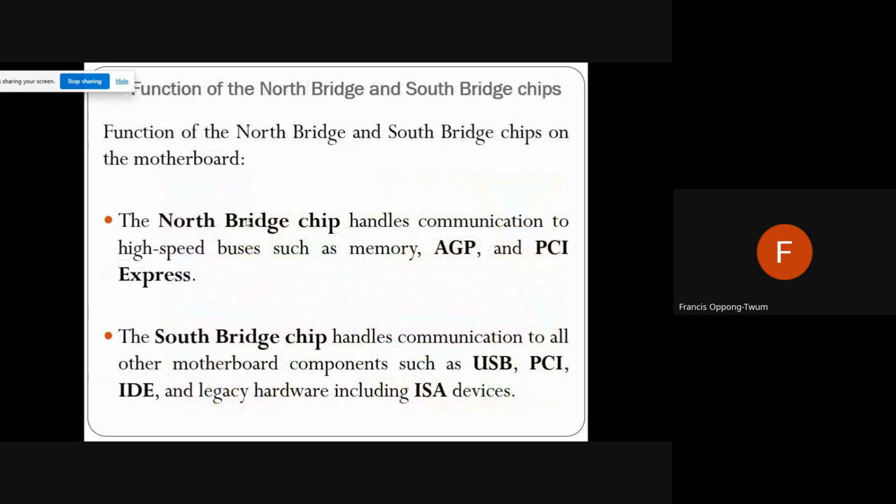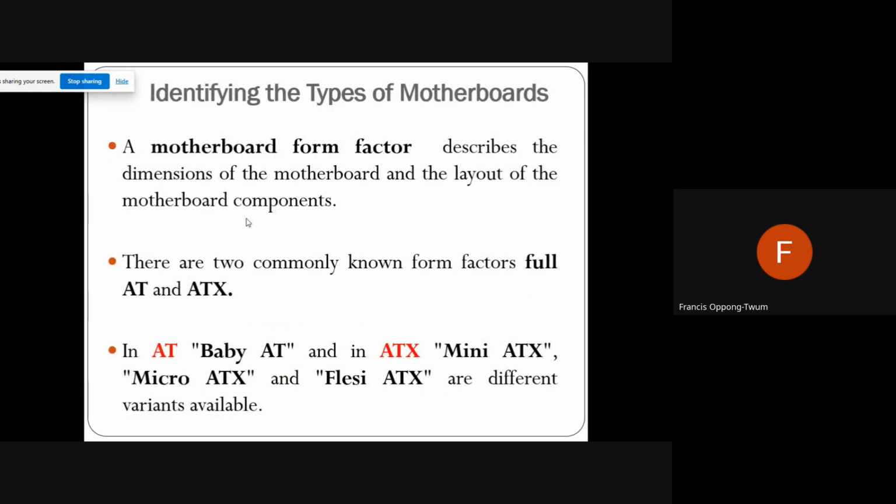Please, are you okay with that? The north bridge and the south bridge chip. Can I move on? Yes, sir. But please mute your microphone. It's giving me feedback. Kindly mute your microphone.